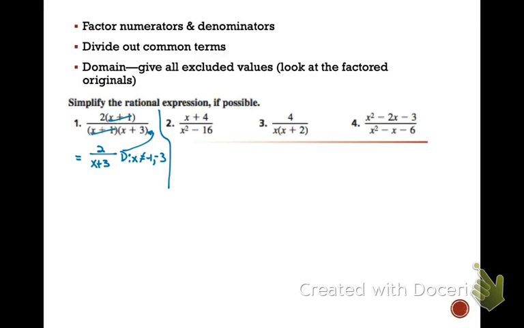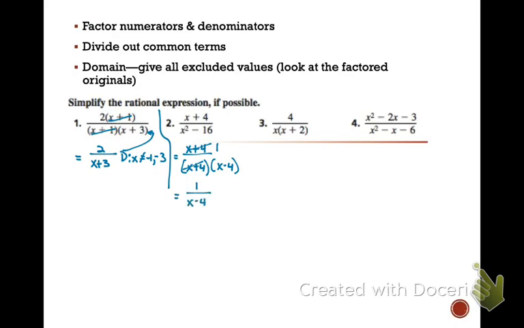So the numbers that will make that denominator 0 would be -1 for x and -3. Now number 2, we do have some factoring to do. Not in our numerator, but our denominator is a difference of squares. So it'll factor as x plus 4 times x minus 4. Then we can divide out our common term.